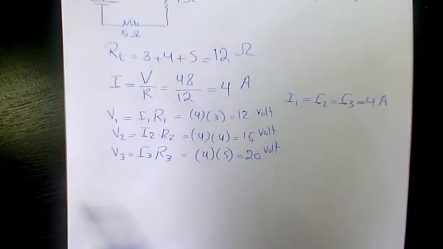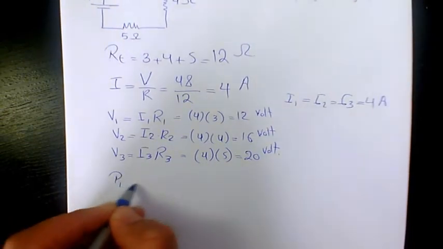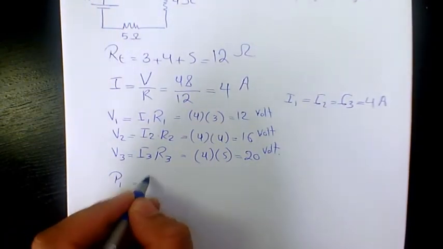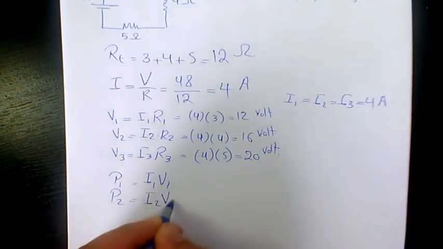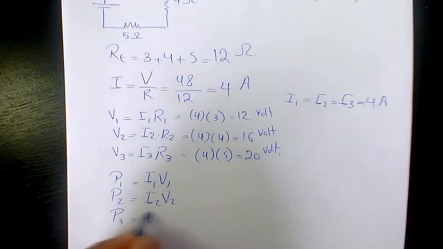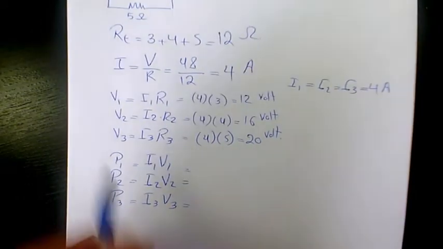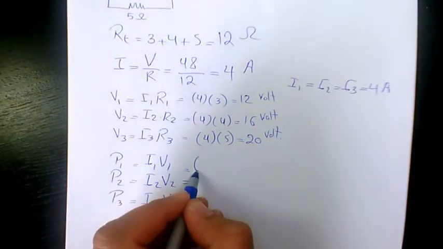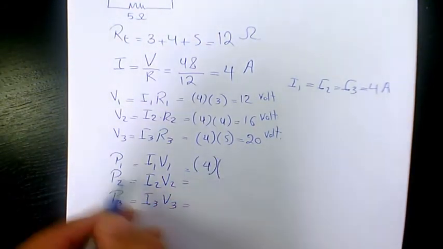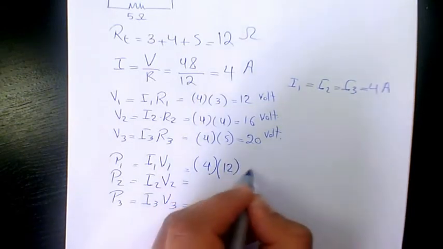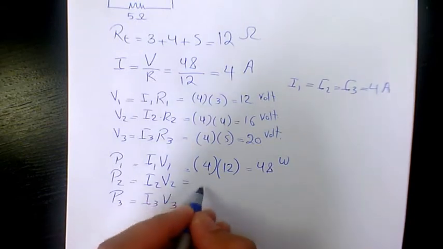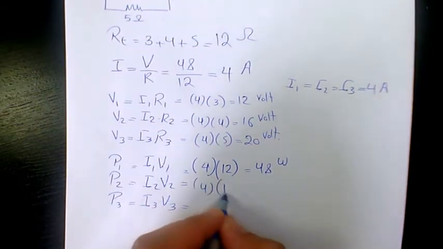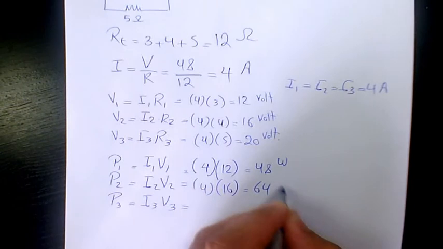Now let's find out P1, P2, P3. P1 is I1 V1, P2 is I2 V2, P3 is going to be I3 V3. It's going to be I1 is 4, V1 is 12, that's 48 watt. I2 is 4 times V2, which is 16, that's going to be 64 watt.